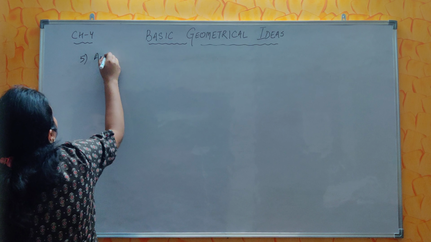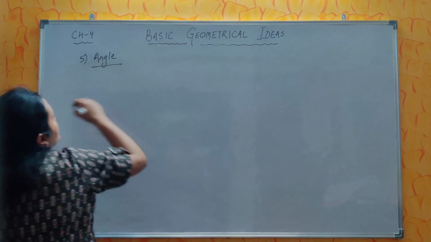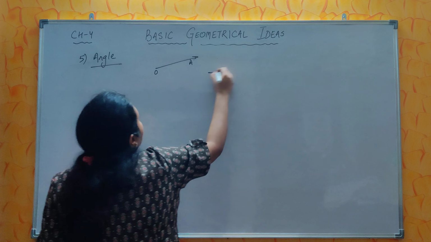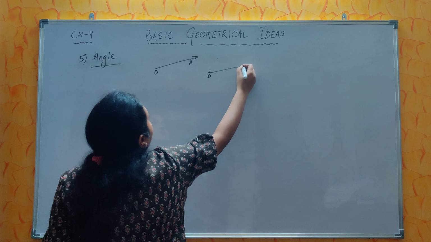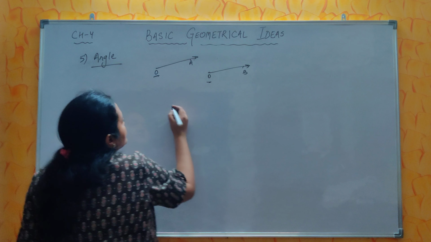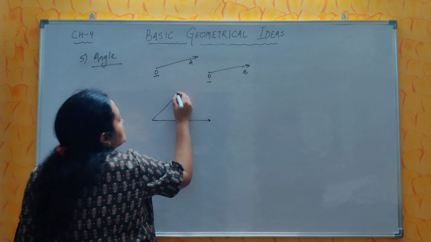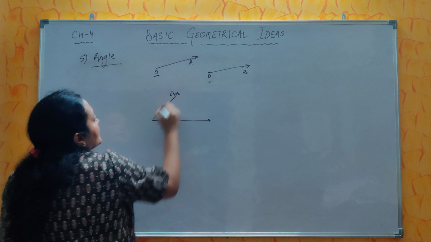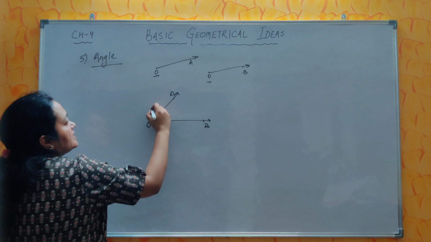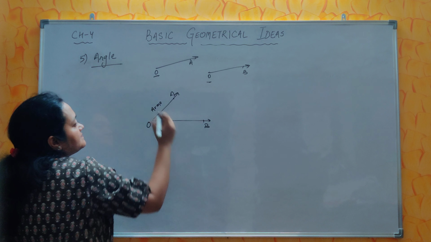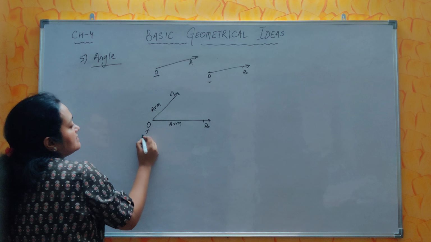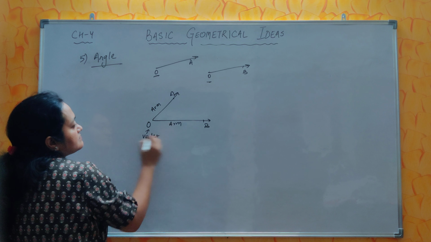Angles. What is an angle? Suppose we have two rays OA and OB. You can easily see that they have a common starting point. If the two rays are joined like this, they form an angle, where these two will be the arms of the angle and this will be the vertex.